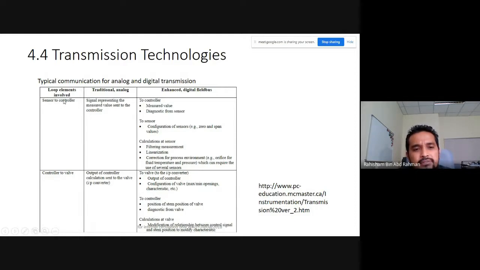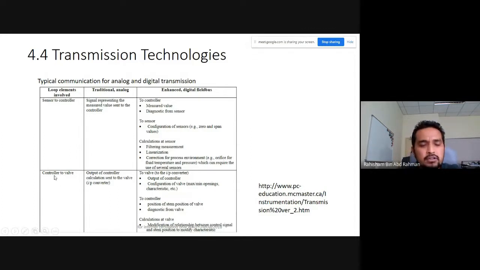The sensors should be able to send the data to the controller, and nowadays we are moving towards IR 4.0. Everything is automation. You can control everything remotely. You have features like calculation at the sensor, filtration, measurement, linearization, correction factor, etc. Then controller to the valve, and this is sensor to the controller.